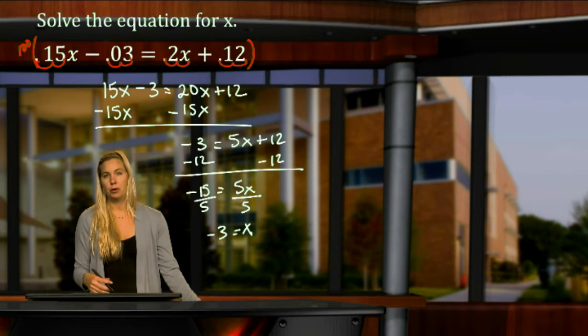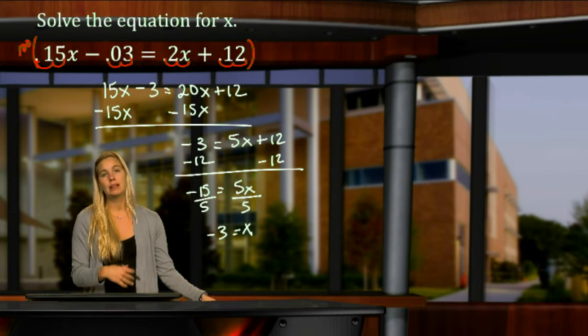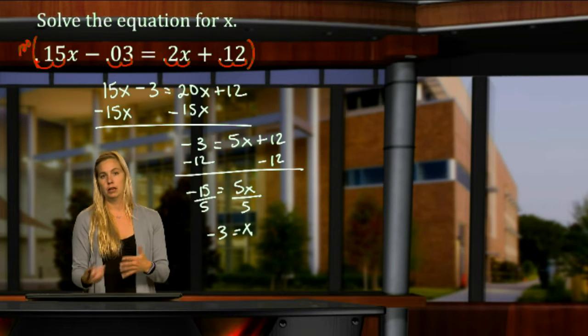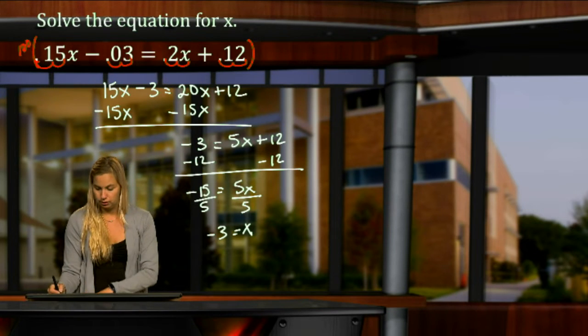So that's just a quick review on some of those maybe less familiar techniques for solving linear equations.